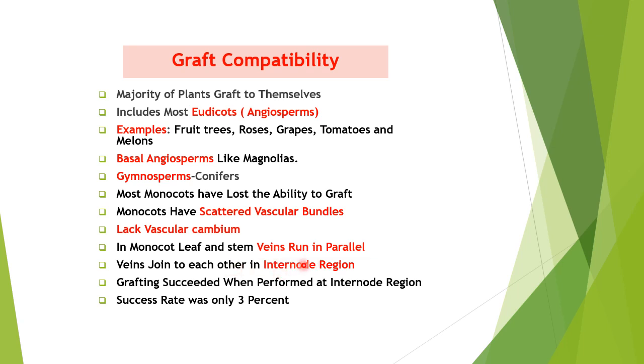They may join each other at the internode region. But when we graft that portion, grafting to some extent is successful, but the success rate is only 3%. That means monocots do not show successful grafting because they lack the vascular cambium.